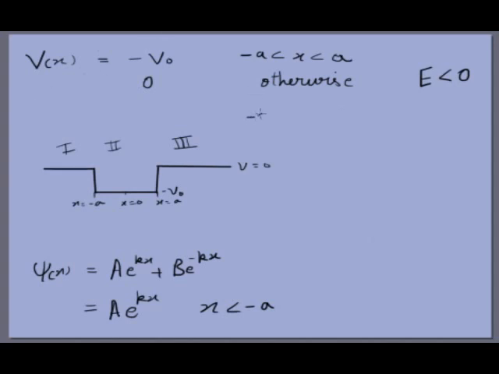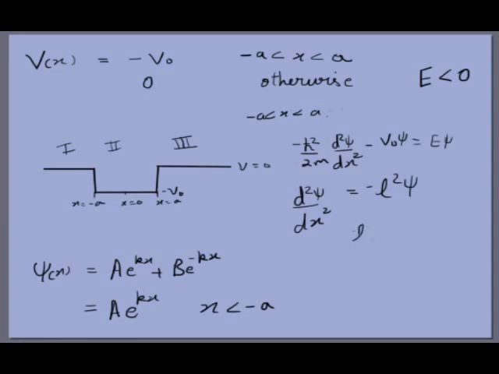Now in region 2, minus a less than x less than a, the equation we'll have is minus h bar squared by 2m d2 psi by dx squared minus V naught psi is equal to E psi, because in this region the potential is equal to minus V naught. And this we can write as d2 psi by dx squared is equal to minus L squared psi, where L is equal to root of 2m times E plus V naught by h bar. So it's the same thing as k, but we have E plus V naught instead of E.